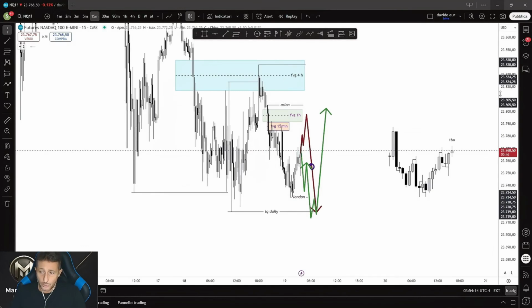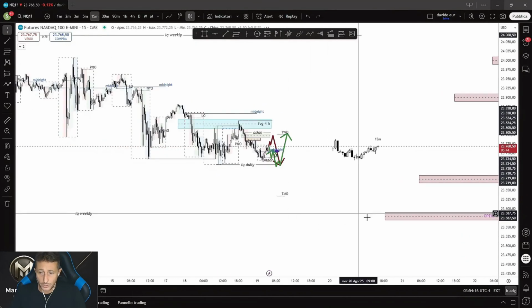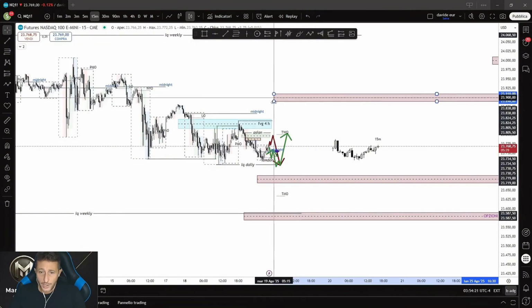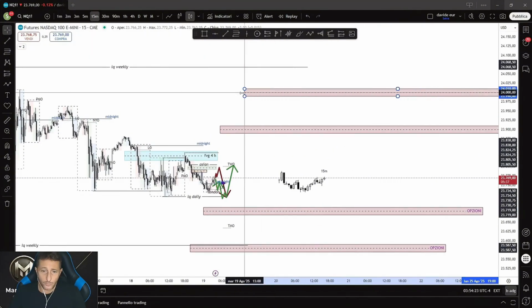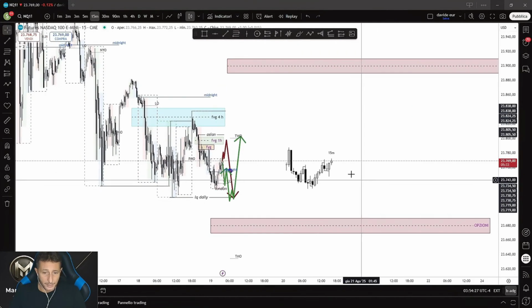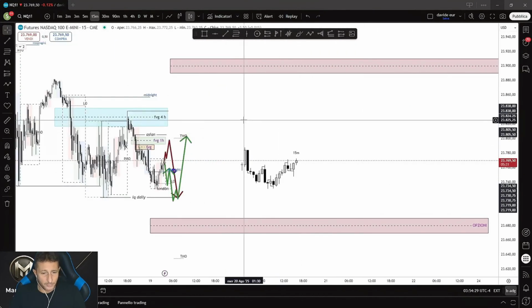Let's lower to 15 minutes for a second so we can look at the option zones that I've extended for you. Now let's map them out to also understand, if needed, how you could use the option zone. The ones I like the most right now, guys, are these two long positions.